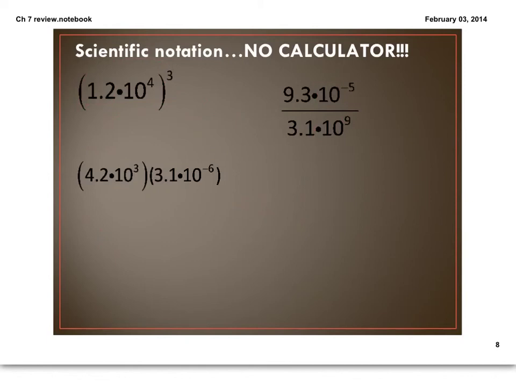In our last example, I'm going to take 4.2 times 10 to the 3rd and multiply that times 3.1 times 10 to the negative 6. So I need to take 4.2 times 3.1. So that's going to give me 13.02. And then I'm going to take 10 to the 3rd times 10 to the negative 6. Remember, now I'm going to add those two together. 3 plus a negative 6 is going to be times 10 to the negative 3rd.